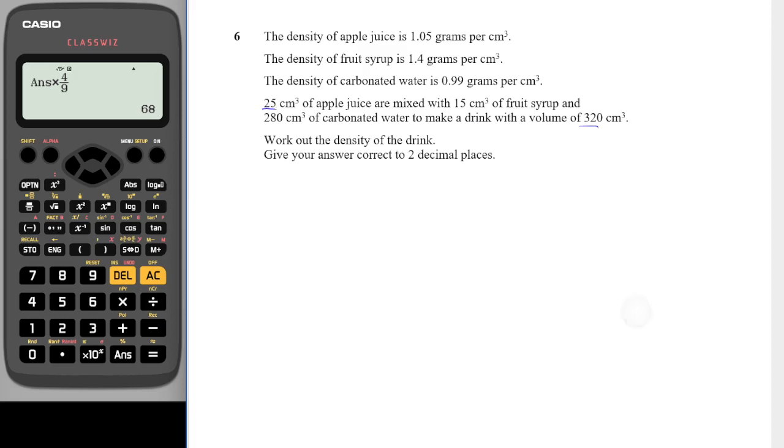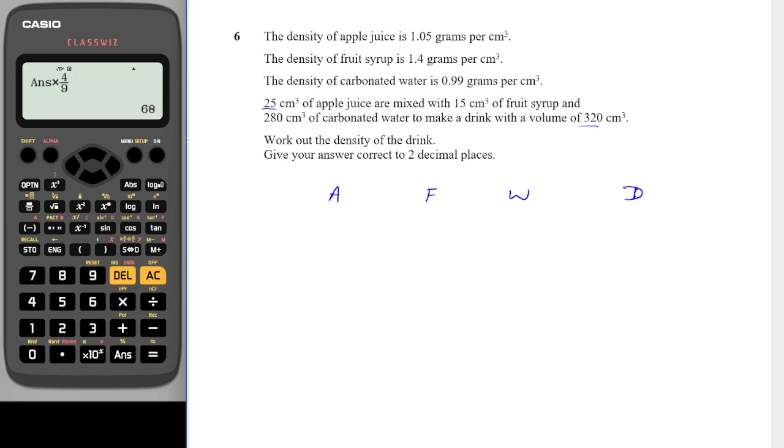Interestingly, this 320 is a bit irrelevant because 25 plus 15 plus 280 is 320, so we could have worked it out from there, but not to worry. So I'm going to look at the three different liquids: we've got apple juice, we've got fruit syrup, and we've got water, and it mixes to make a drink.